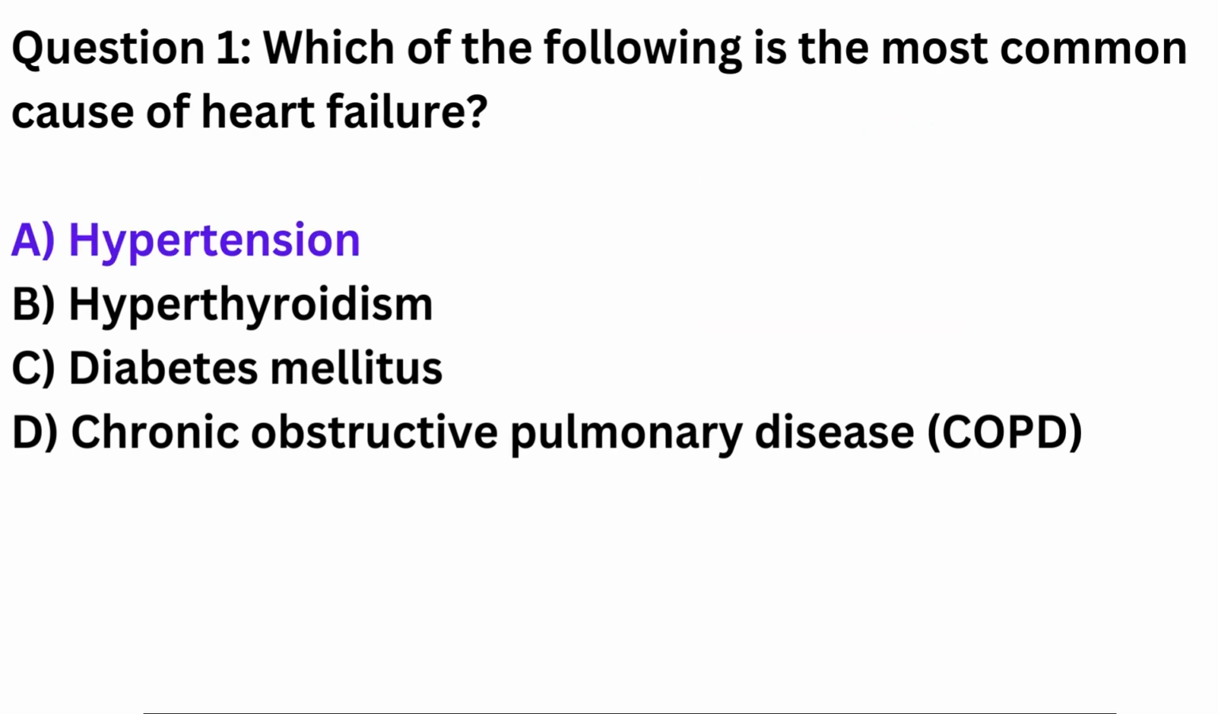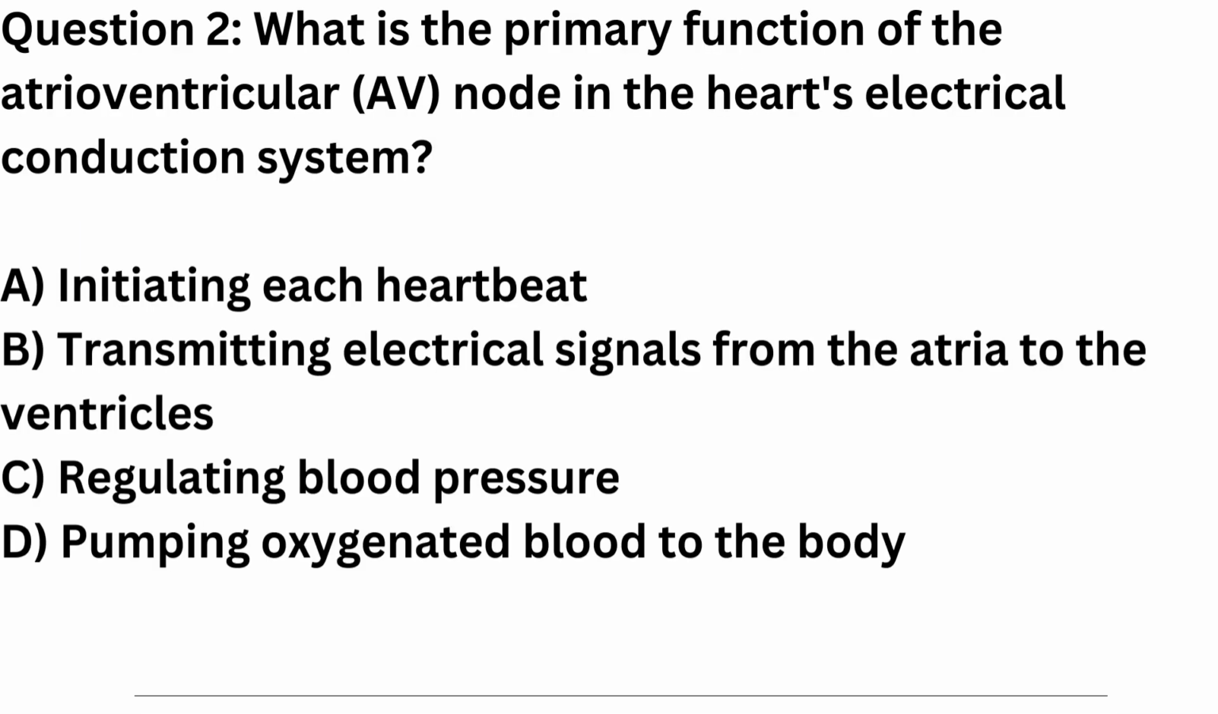D. Chronic obstructive pulmonary disease, COPD. Correct answer, A. Hypertension. Question 2. What is the primary function of the atrioventricular, AV, node in the heart's electrical conduction system? A. Initiating each heartbeat. B. Transmitting electrical signals from the atria to the ventricles. C. Regulating blood pressure. D. Pumping oxygenated blood to the body.